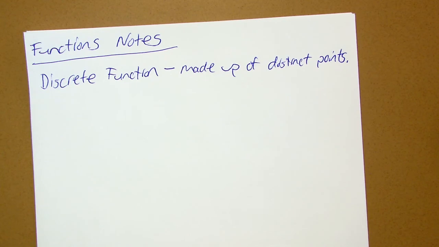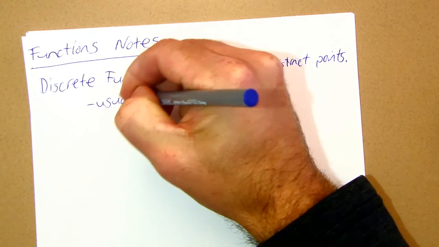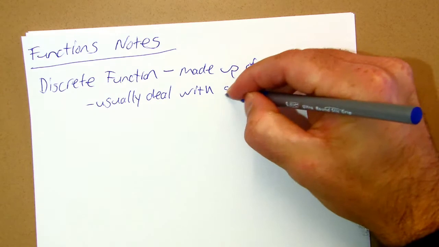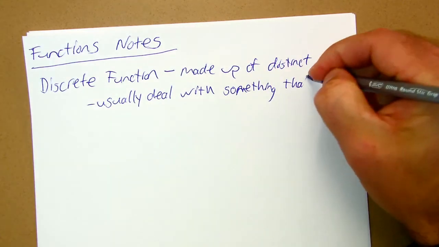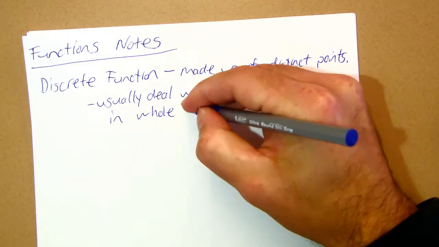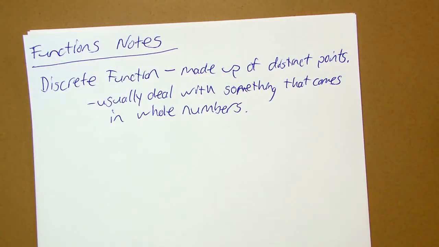Okay, so for an example with a discrete function, in that one example that we did on the eggs in a carton, you had whole numbers of eggs in there. So discrete functions usually deal with something that comes in whole numbers. All right, so this could be like you go to the grocery store and the number of items in your cart.